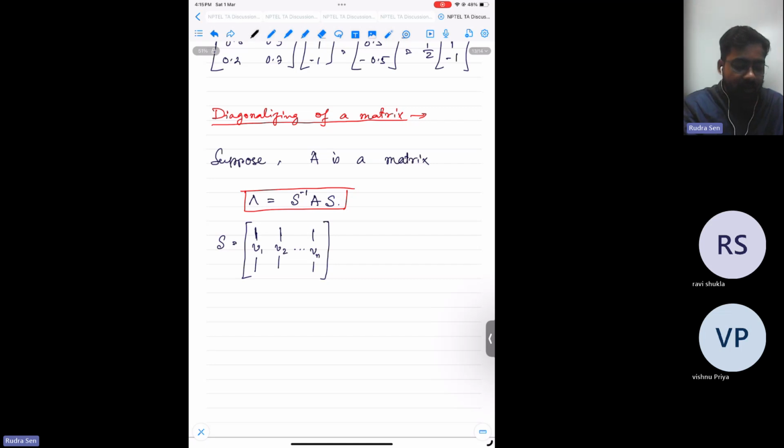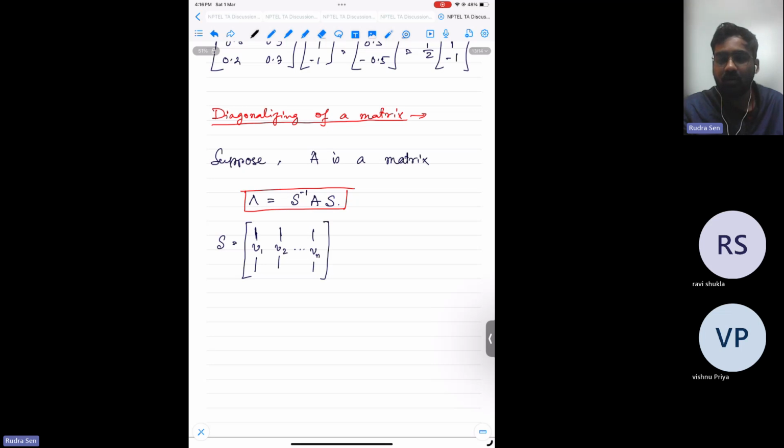If the columns are dependent, we cannot find the inverse because the matrix is not full rank. If the matrix is not full rank, then its determinant is zero, and to find the inverse we need a nonzero determinant. That's why we cannot diagonalize those matrices whose eigenvectors are dependent on each other. That's why for distinct eigenvalues, we will definitely find distinct eigenvectors.